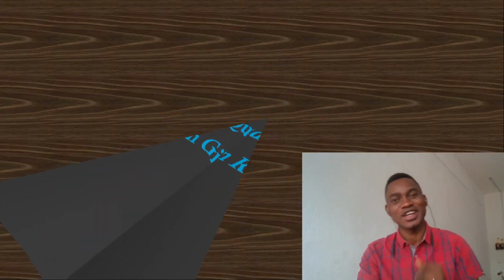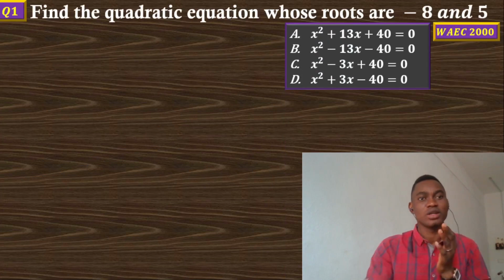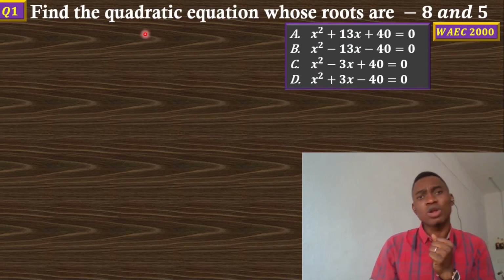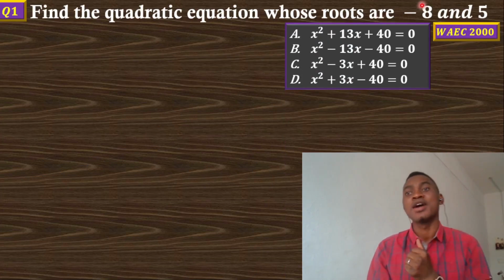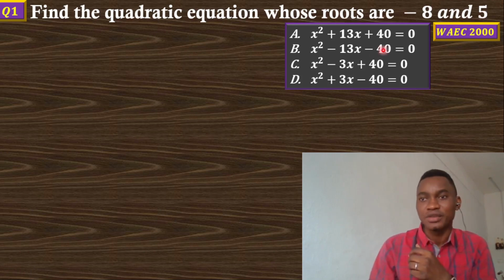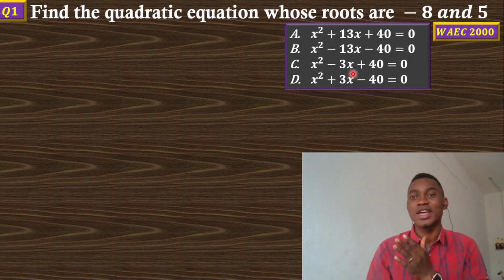Okay, let's proceed, guys. Let's look at question 1. Question 1 says, find the quadratic equation whose roots are minus 8 and 5. Here are the options.